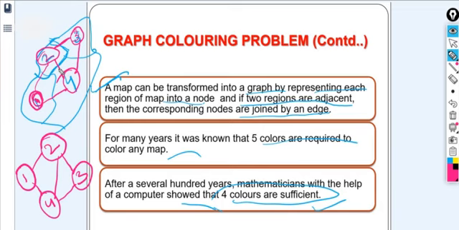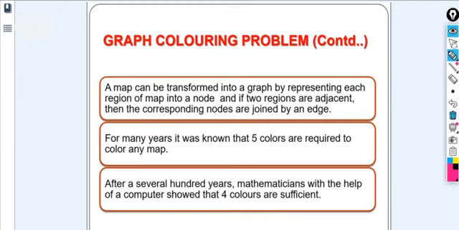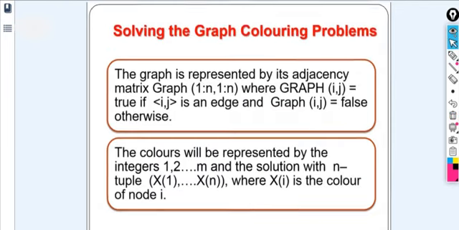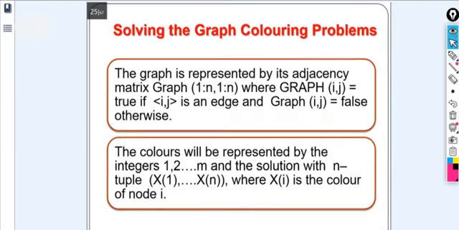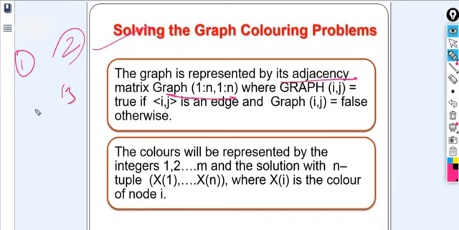So now it's time to discuss this particular problem with the help of an example. But before taking an example, I want to discuss one more thing: how to solve the problem. There are some steps. If the graph is represented by its adjacency matrix, I hope everybody knows, like 1, 2. I have taken that example previously. Right now, this one, and 2 to 4.